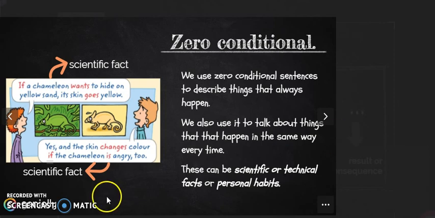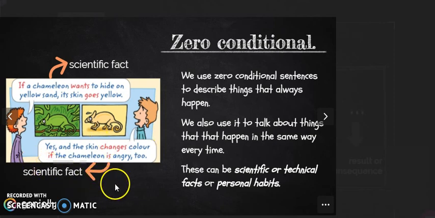Here we have an example. Here we have a picture with two animals, which are chameleons, and we have two kids. The first kid says, if a chameleon wants to hide on yellow sand, its skin goes yellow. And the other kid responds, yes, and the skin changes color if the chameleon is angry too.